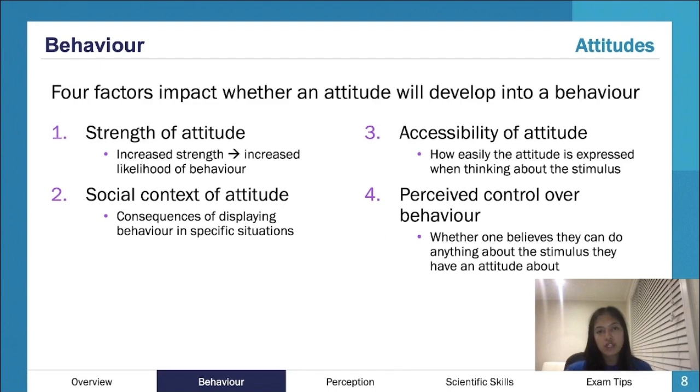So we've got this attitude, this perspective in our head, and the question is what is required to translate this attitude into a behavior. We look at 4 things. The first is the strength of the attitude. It's pretty intuitive: if you've got a really strong attitude, you are more likely to express that behavior.